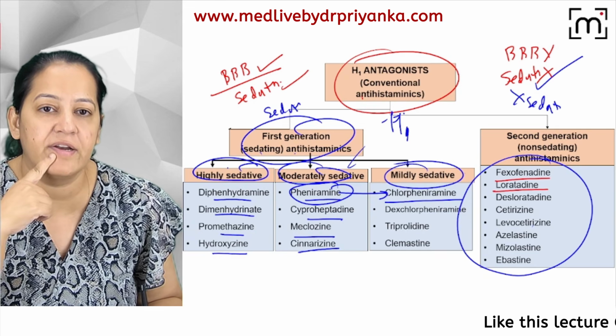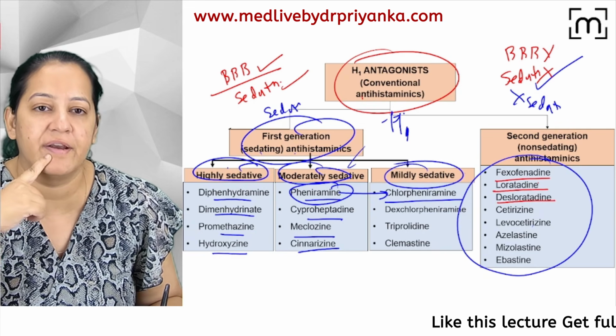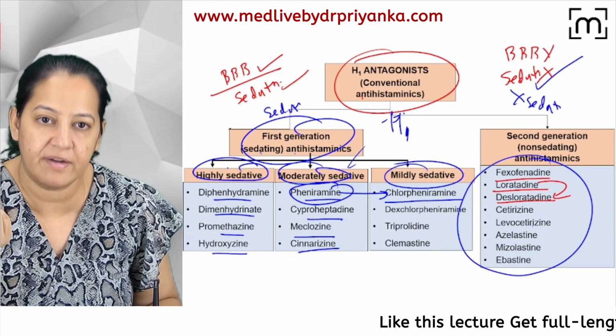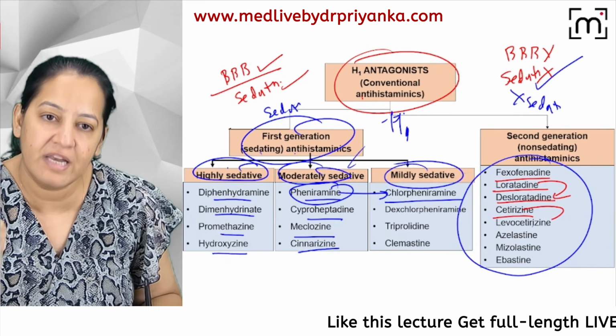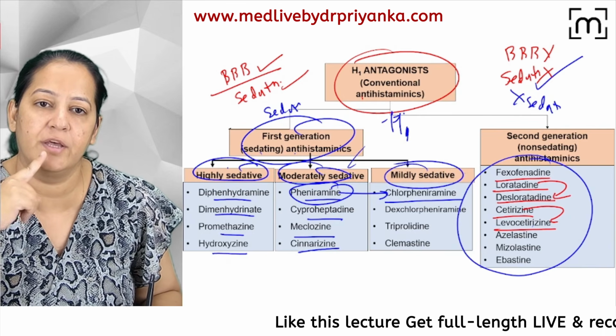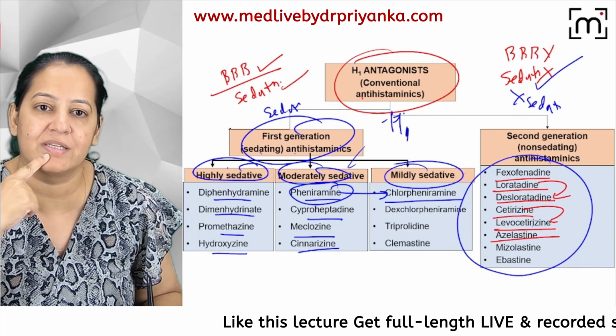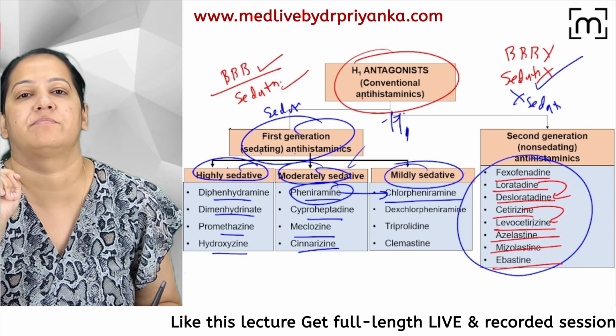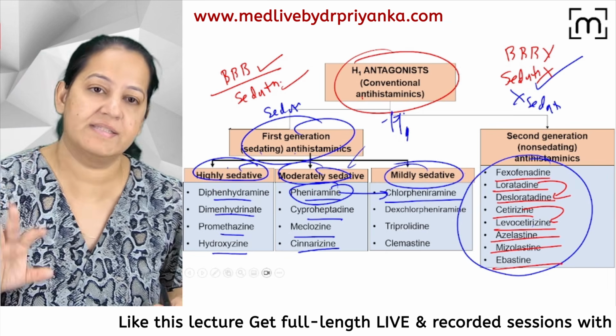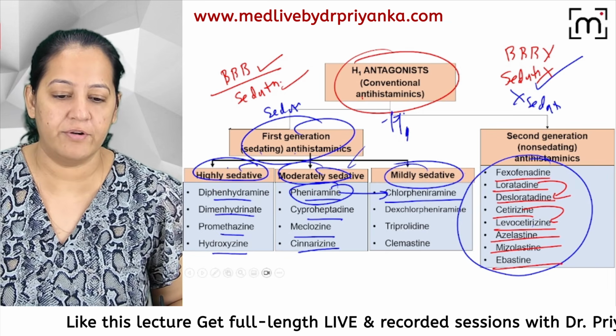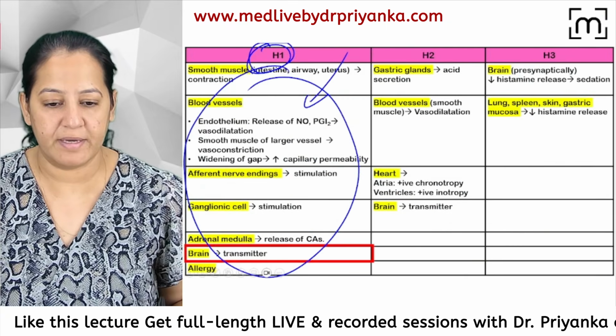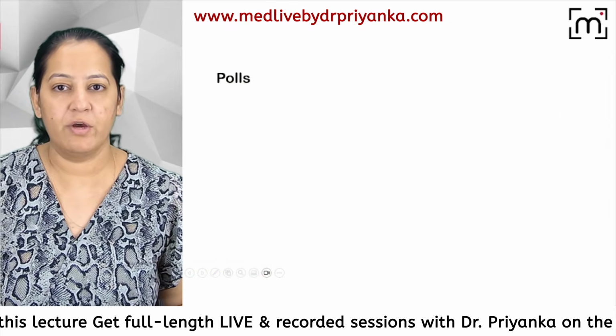Fexofenadine, loratadine, desloratadine, which is the des derivative. Cetirizine, levocetirizine. Azelastine, mizolastine, ebastine. You have to learn these. These are the second generation. Did people get it or not? Kanu, Ayushman, Akshara, Anoop, yes, can we go ahead?